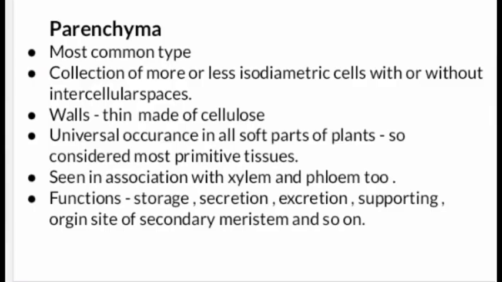Parenchyma is the most common type. It is a collection of more or less isodiametric cells with or without intercellular spaces. Walls are thin, made of cellulose. It has universal occurrence in all soft parts of plants, so it is considered the most primitive tissue. It is seen in association with xylem and phloem too. Functions: storage, secretion, excretion, supporting. It acts as the origin site of secondary meristem and so on.